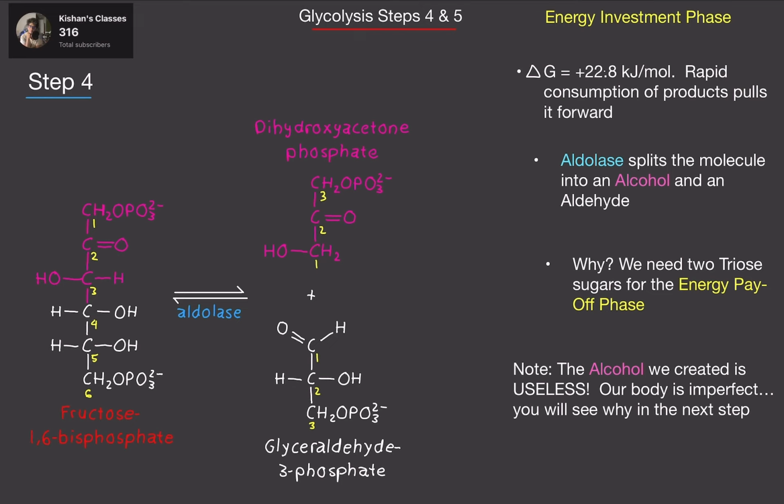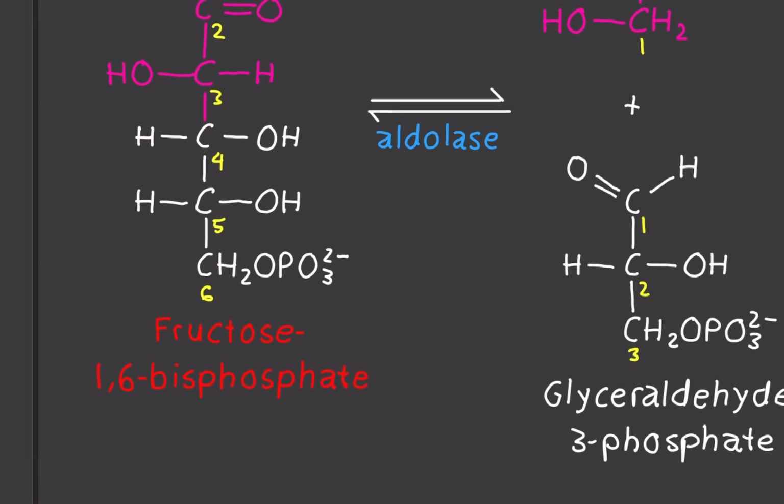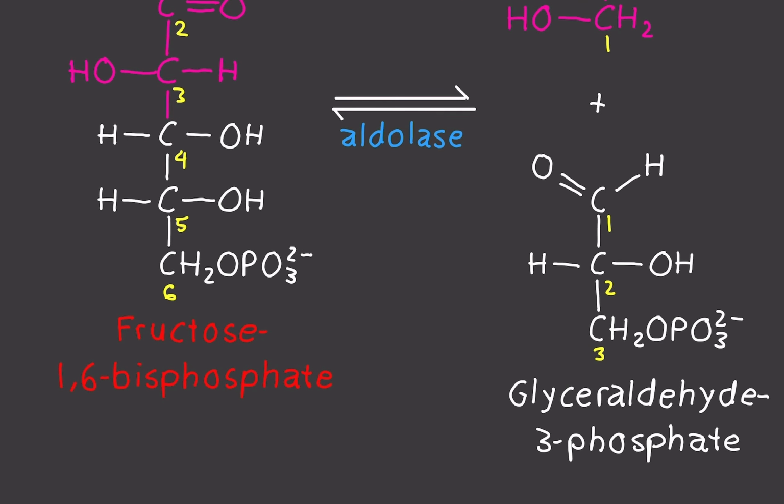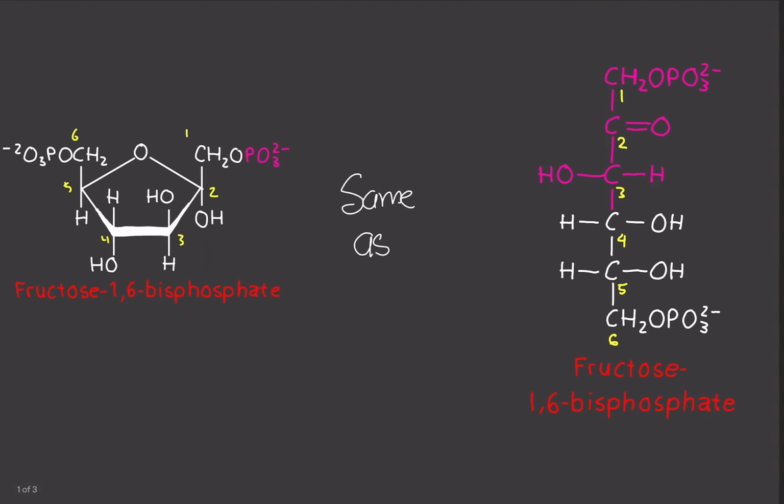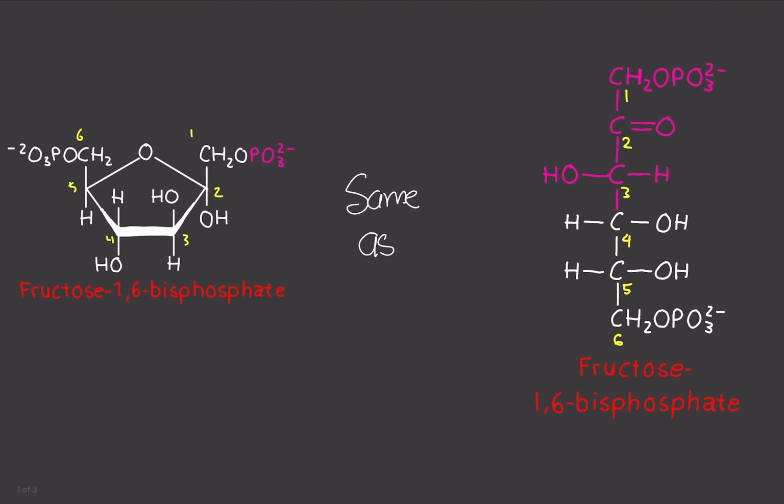So yes, in the last video, step 3, we went over that we created a molecule called fructose 1,6-bisphosphate. Now, if you did watch the last video, you're probably a little confused. You're probably like, wait a second, this molecule looks completely different than what you wrote. That is actually true. So this is what was in the last video. Fructose 1,6-bisphosphate as a ring.